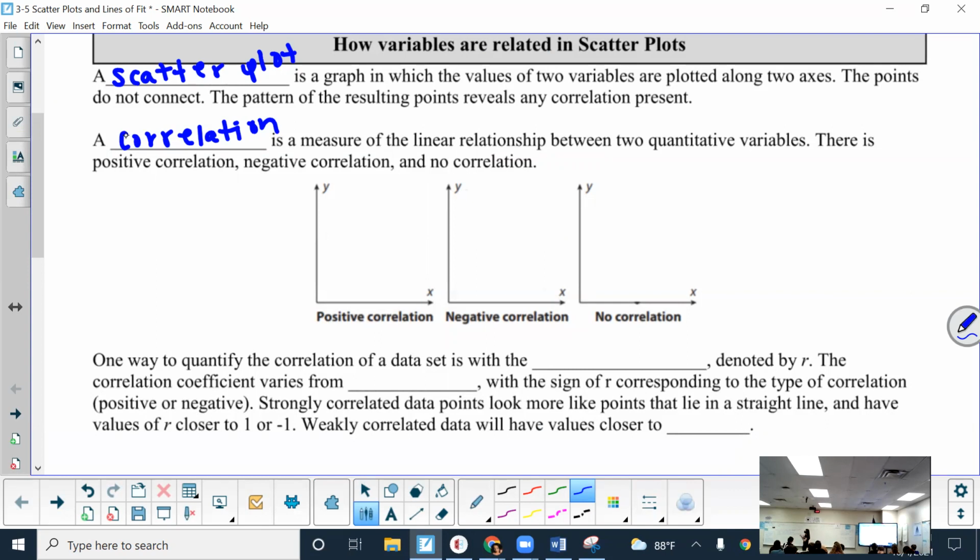All right, so what do you think a positive correlation would look like? Going up from left to right, so that's also hand movements, good. So positive correlation will look something like this, where the data is trending upwards. So as X increases, so does Y. All right, what do you think negative correlation looks like? Good. So something like this would be an example of a negative correlation.